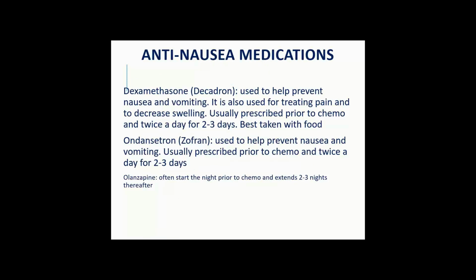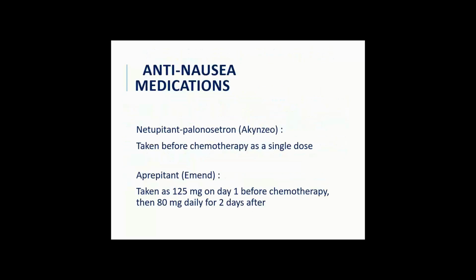I think we could probably skip this. There are some nausea medications listed: steroids, dexamethasone, ondansetron, and olanzapine. We're using olanzapine more commonly now than we used to, but sometimes the nausea medications will have you start actually the night before your chemotherapy at home. Okay, next slide. Other nausea medications, and we can skip this.